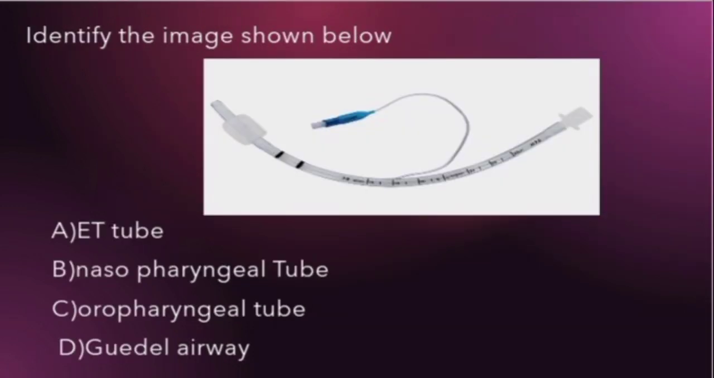Identify the image shown below. Option A, ET tube. Option B, nasopharyngeal tube. Option C, oropharyngeal tube. Option D, Guedel airway. Correct answer is option A, ET tube.